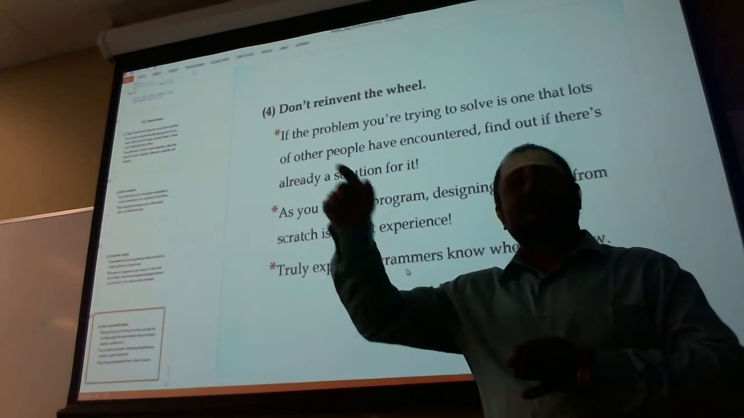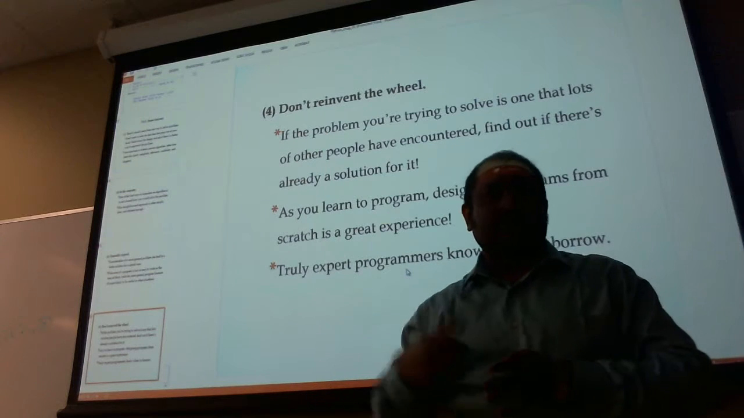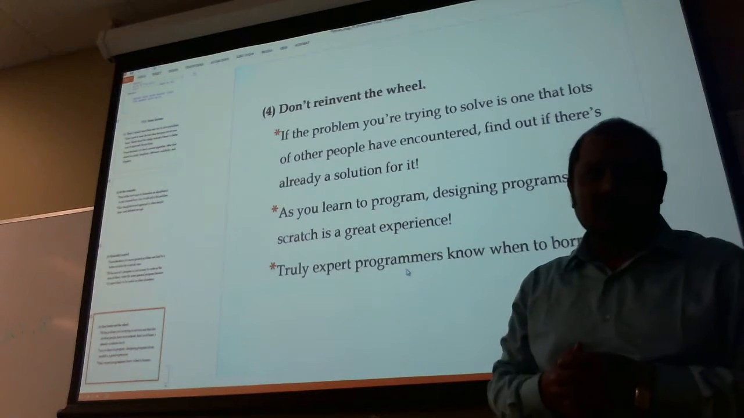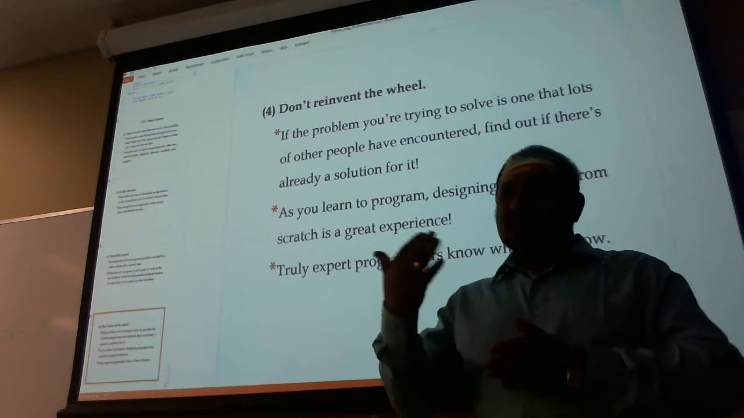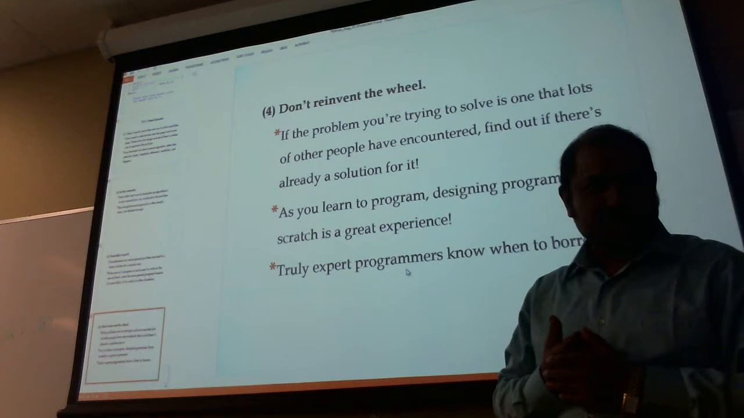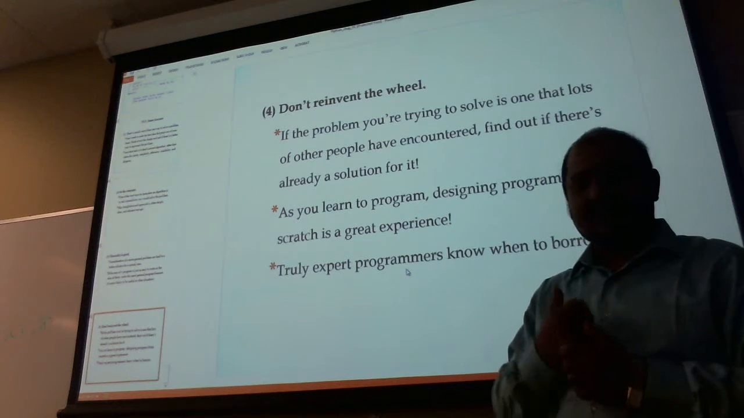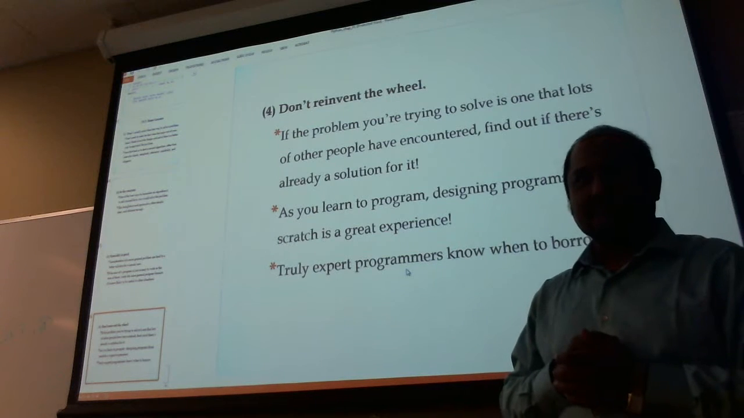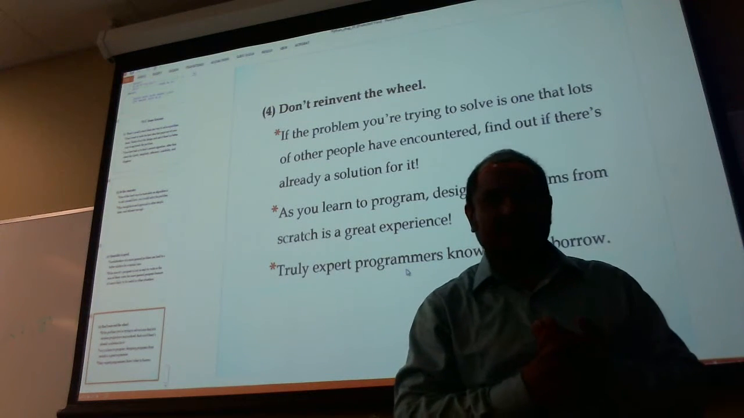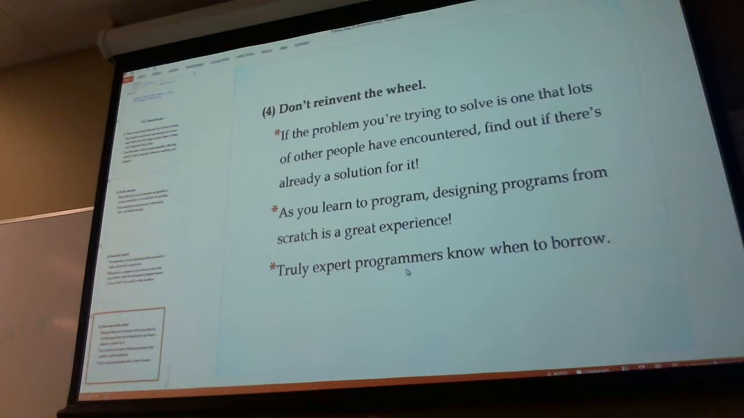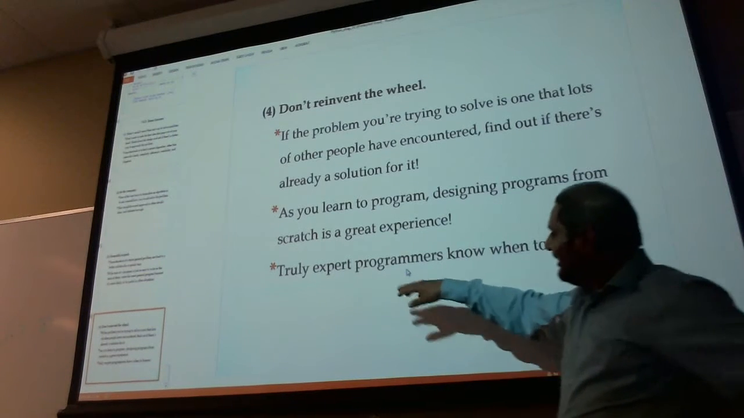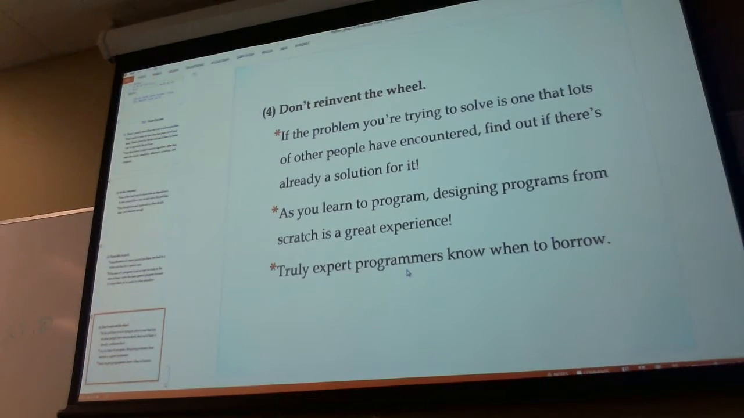Somebody already faced this problem. Find out from some community, development community, discussion boards or forums. Don't copy the source code. Copy the idea. You don't have permission to copy the source code. That's not yours, right? It's somebody's. But it's always okay to take ideas. And the last point: truly expert programmers know when to borrow.